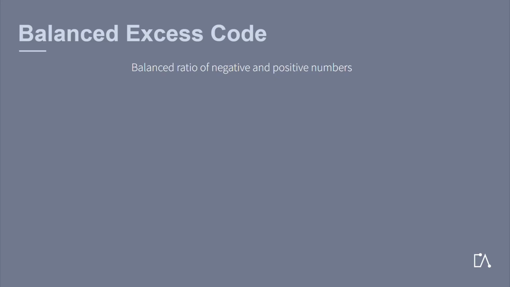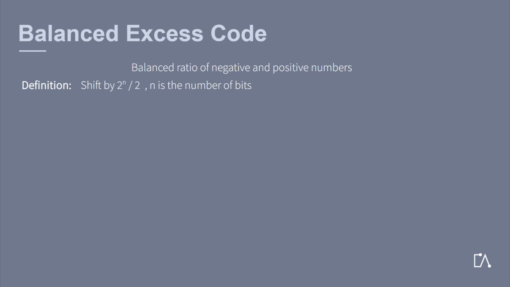In practice, it is often useful to be able to store the same number of negative and positive numbers. For example, when we want to store the result of a measurement, and this result is in the range around 0. For these cases the balanced excess code is used. Here, half of the stored values are interpreted as positive numbers and the other half as negative numbers or 0.